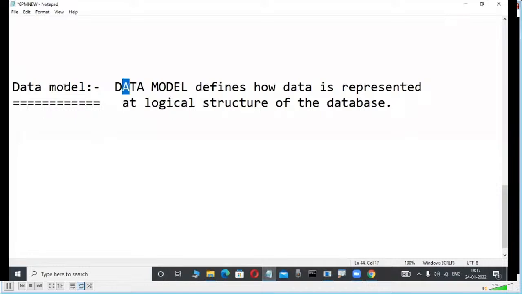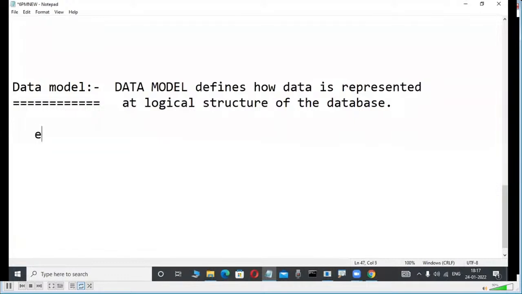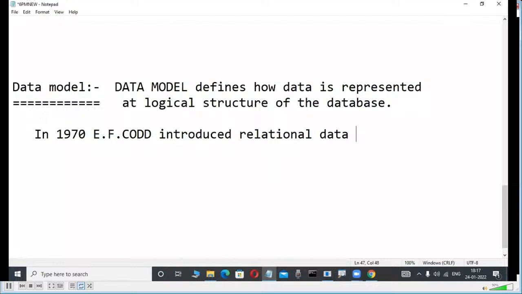But nowadays, observe here, a data model is nothing but what defines how data is represented at the logical structure of the database. Suppose from 1970 onwards, this data model is there, and in Oracle we are learning next. First, just roughly observe here. In 1970, E.F. Codd, don't write anything, just observe some new terminology. E.F. Codd is a mathematician working at IBM in those days. He introduced the relational data model.